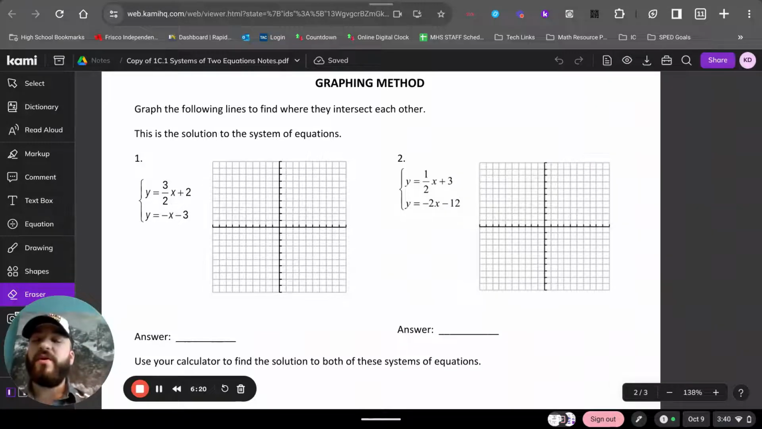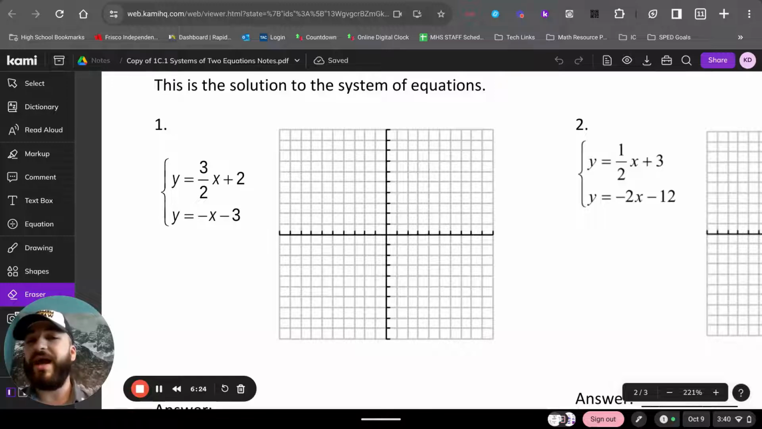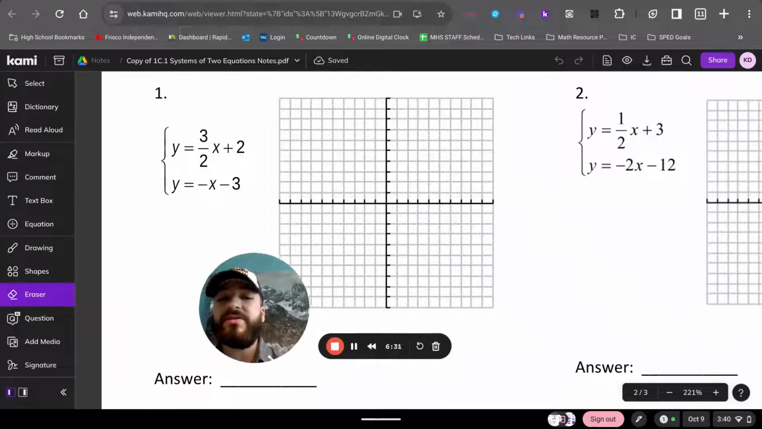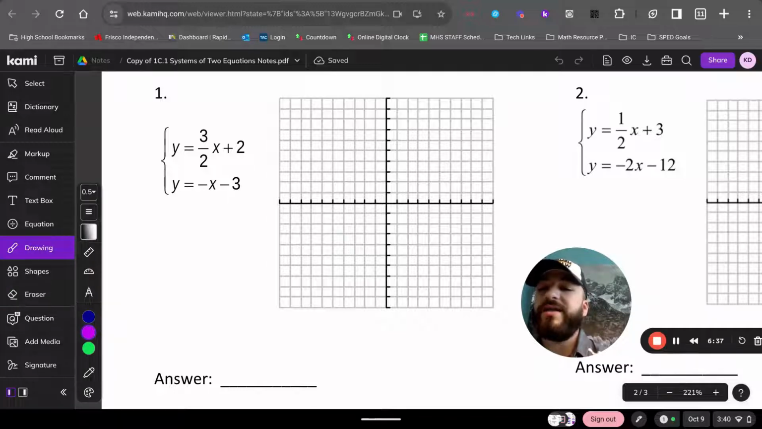So with our graphing, we do want to have both of our equations in y equals form, just like we had in our warm-up. So here we have y equals 3/2 x plus 2 and y equals negative x minus 3. So if both of our equations are in y equals form, then we can just take our lines and go ahead and graph them. So I'm going to graph my y equals 3/2 x plus 2 first. So a y-intercept of 2, and then a slope of up 3 and over 2.